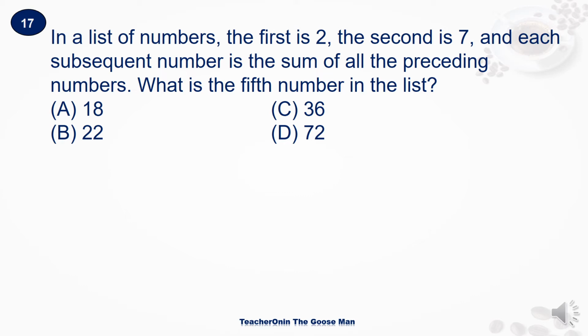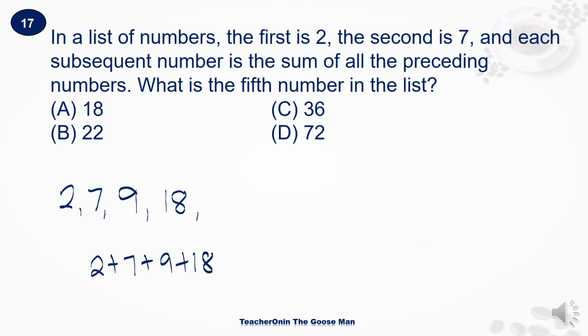Okay, let's start. The first number is 2, followed by the second number, 7. We add 2 and 7 to get the third number. So 2 plus 7 gives us 9. The fourth number is 2 plus 7 plus 9, which gives us 18. Next, for the fifth number, we add 2 plus 7 plus 9 plus 18, and the result is 36. So the correct answer here is letter C.